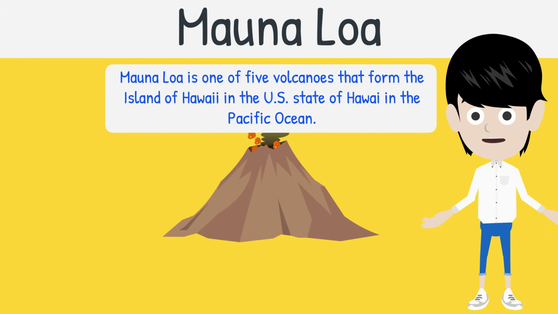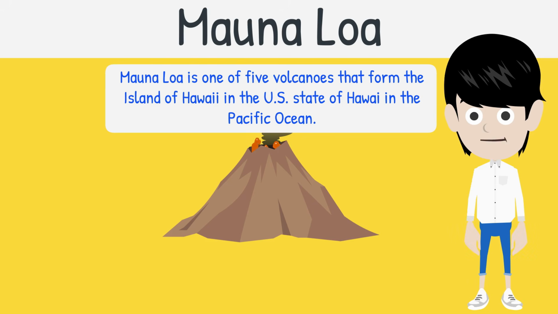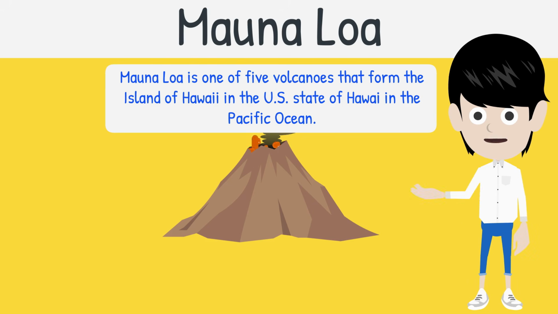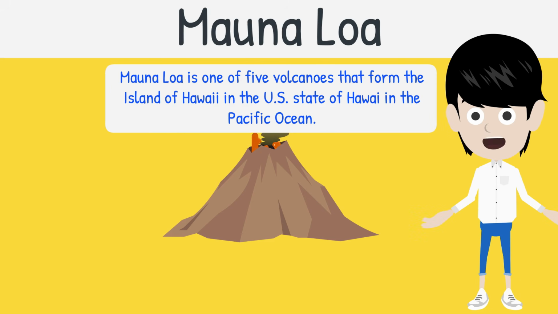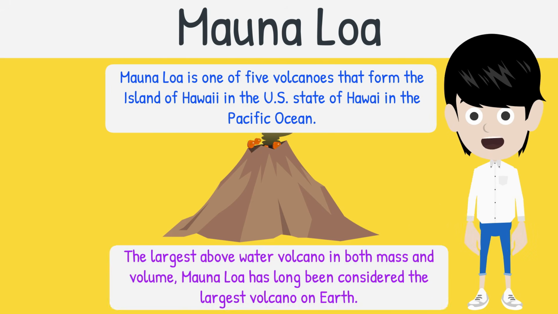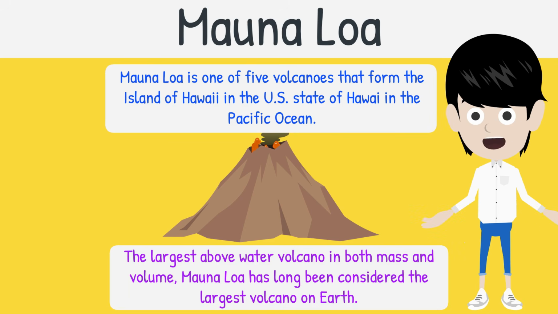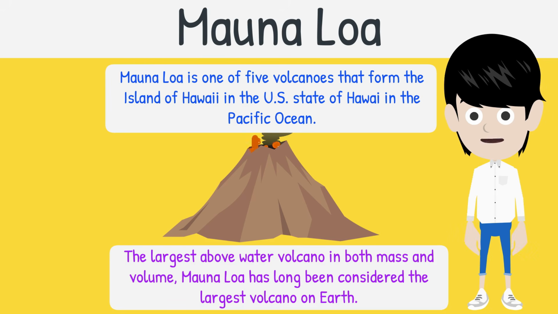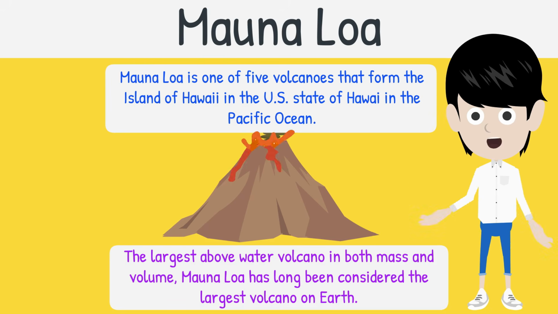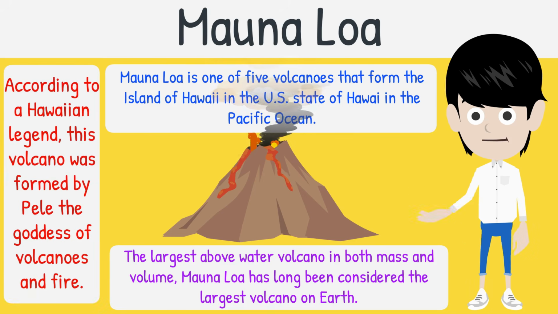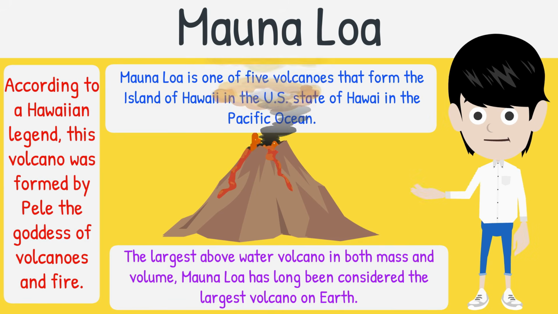Mauna Loa is one of 5 volcanoes that form the island of Hawaii in the U.S. state of Hawaii in the Pacific Ocean. The largest above-water volcano in both mass and volume, Mauna Loa has long been considered the largest volcano on Earth. According to a Hawaiian legend, this volcano was formed by Pele, the goddess of volcanoes and fire.